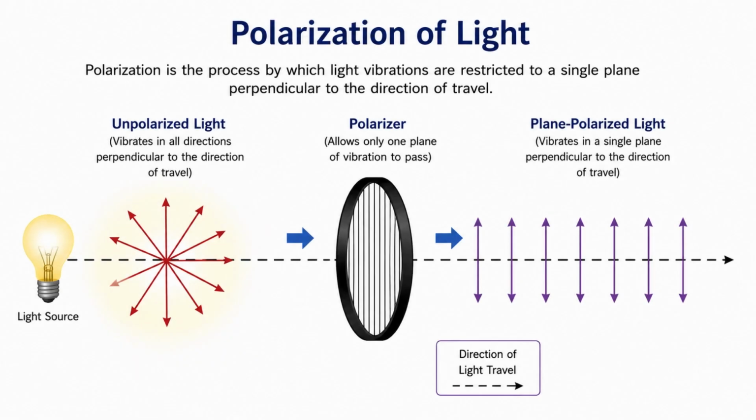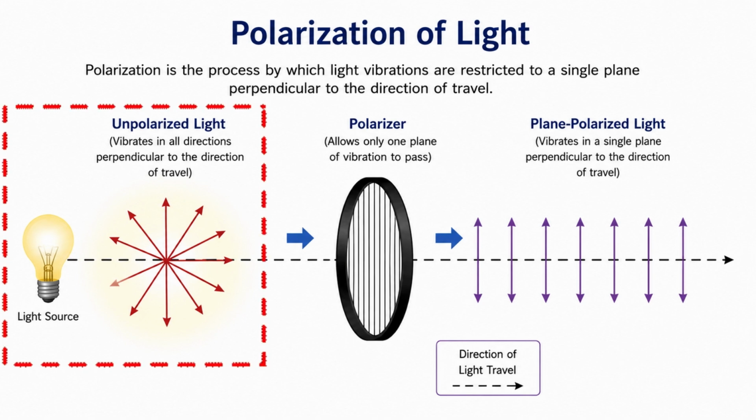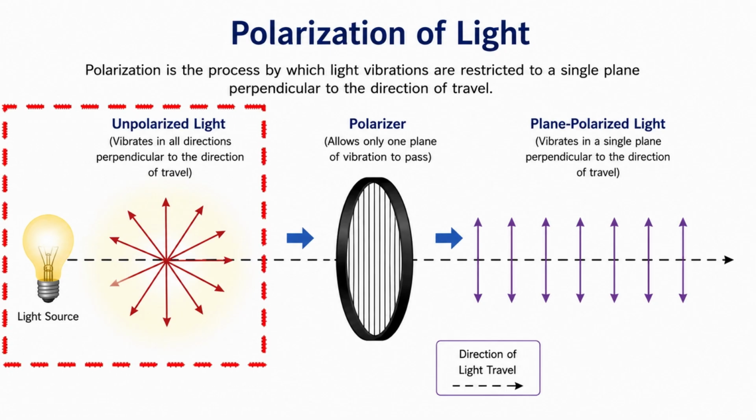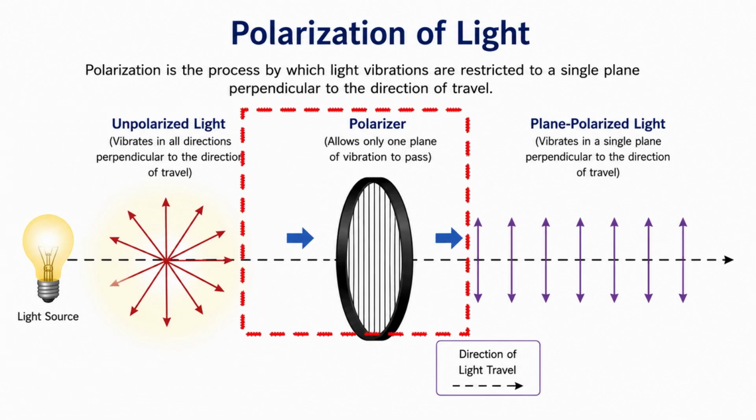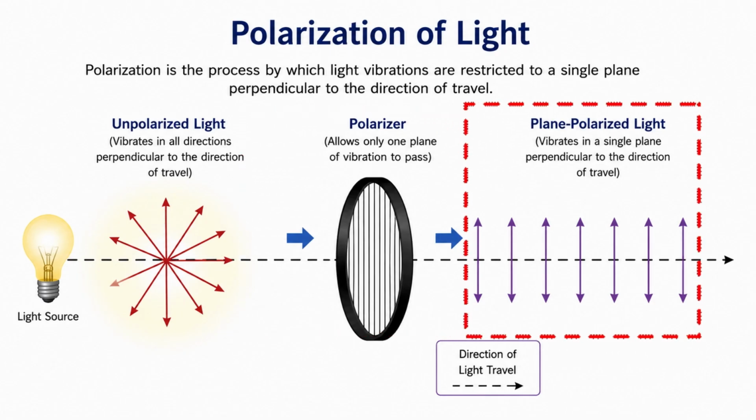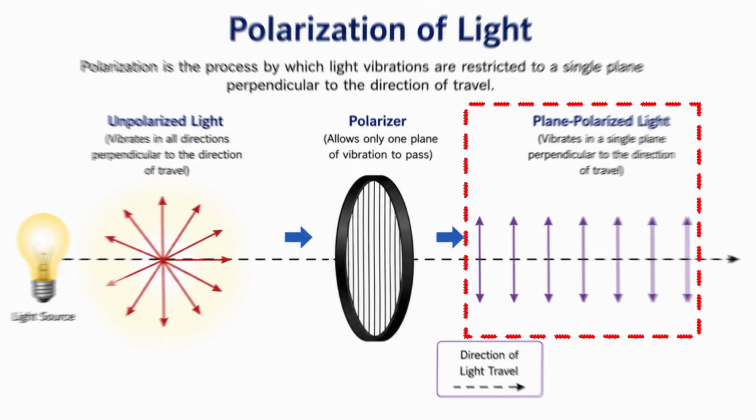Before understanding this principle, let's first understand polarized light. Normally, light coming from the microscope lamp vibrates in all directions perpendicular to its direction of travel. This is called unpolarized light. When this light passes through a special filter called a polarizer, only the light waves vibrating in one plane are allowed to pass. The light obtained is called plane polarized light or simply polarized light.